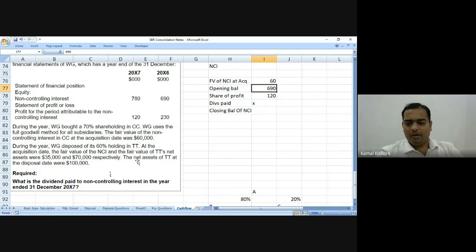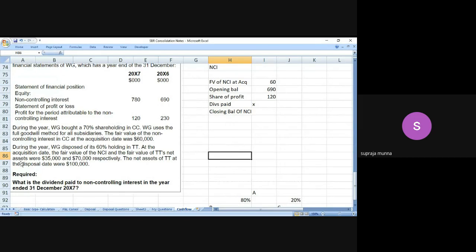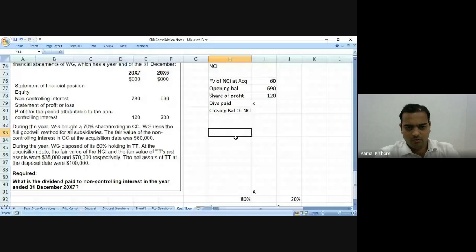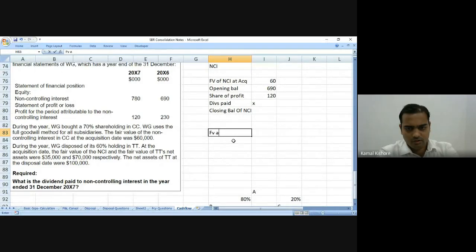What is the opening balance of NCI? Here it's 35,000. 35,000 is the fair value of NCI at acquisition, when you purchased, right? Yes. Basically, this is PTNCI, it was 35,000. Now we need to calculate NCI at disposal.